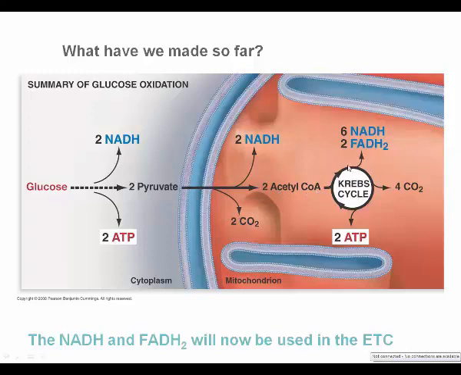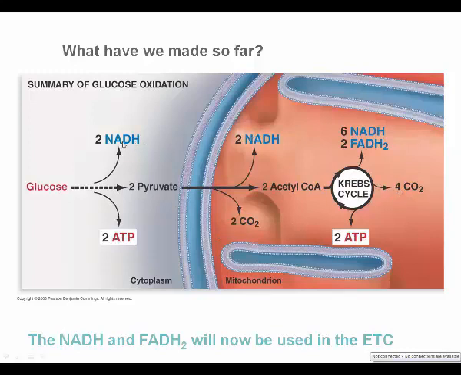Acetyl-CoA was shuttled into the Krebs cycle, where we produced 6 NADH and 2 FADH2, in addition to the 2 ATP that can be used. Both of these groups of ATP were formed by substrate level phosphorylation. The CO2 that was produced in the Krebs cycle represents the final oxidation of the carbons that used to be in glucose. And sure enough, a 6-carbon glucose produced 1, 2, 3, 4, 5, 6 molecules of CO2.